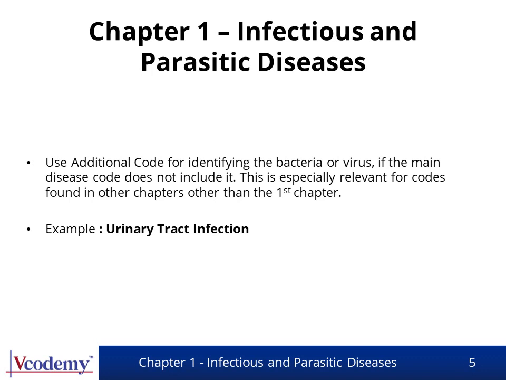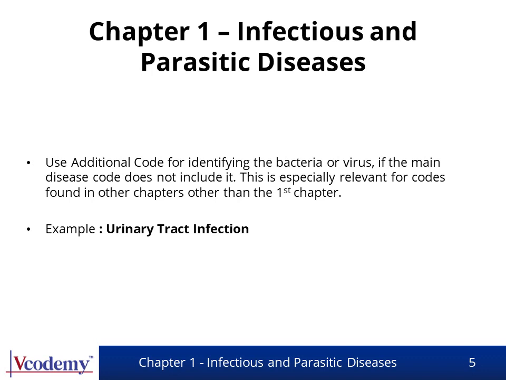So you have to use an additional code for identifying the bacteria or virus if the main disease code does not include it. This is especially relevant for codes found in chapters other than the first chapter. For example, a very good example is urinary tract infection. It will be found in the chapter on the male genital system. So the disease pertains to the male genital system or urology section. So you have the patient having urinary tract infection.